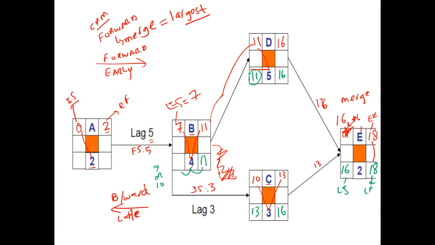Previously we learned that while doing a forward pass, we choose the largest when we come across a merge situation. In a backward pass, this is reversed. In a backward pass, if we come across a merge activity, we would choose the smallest, and the logic is reversed. So we will be using 7, and then 7 take away 5 is 2, and 2 take away 0 will give us 1.